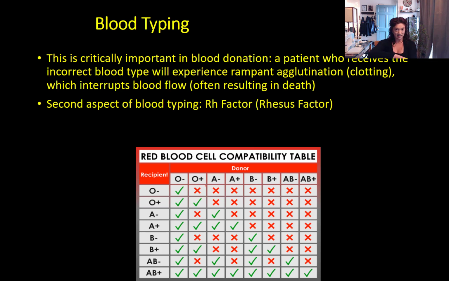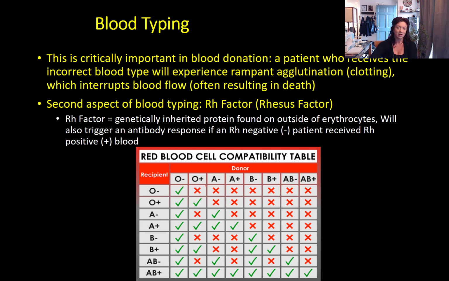Now, there's actually a second aspect of blood typing other than the antigens. Blood cells also have what's called an Rh factor. That's an abbreviation of rhesus factor. The Rh factor is also genetically inherited, just like your antigens. It's a protein found on the outside of erythrocytes. It will also trigger an antibody response. If an Rh negative patient, meaning an individual who doesn't have these proteins, receives Rh positive blood, meaning blood that does have these proteins, their body will recognize the proteins on the new blood cells as not self and attack them. The opposite's also true.